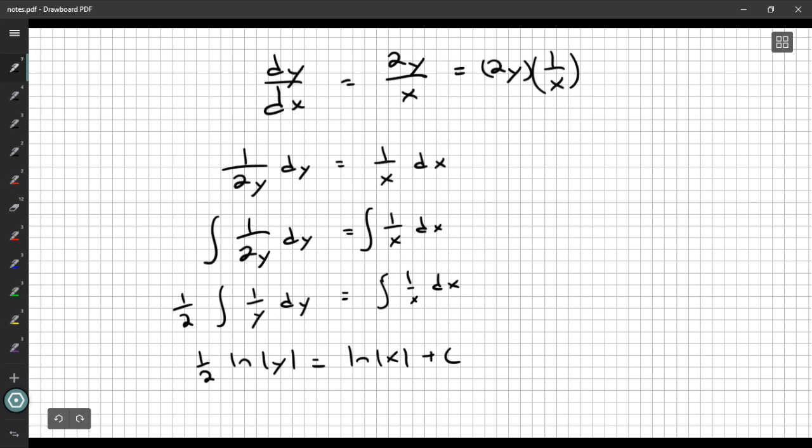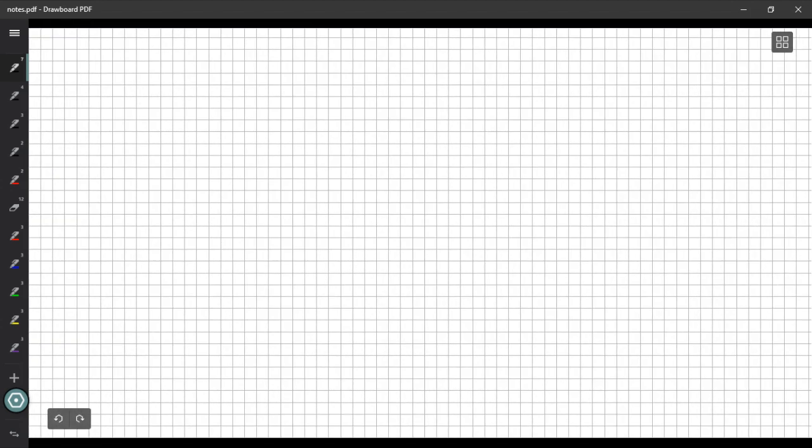Okay, now what do we need to do? Well, we'd like to try and isolate for y, so I'm going to multiply by 2 on both sides, get rid of the 1/2. So we get 2 ln of x.